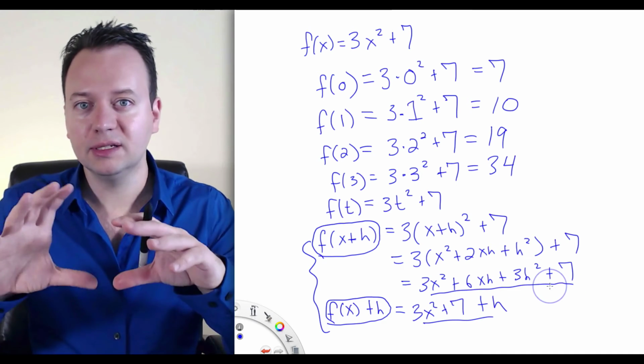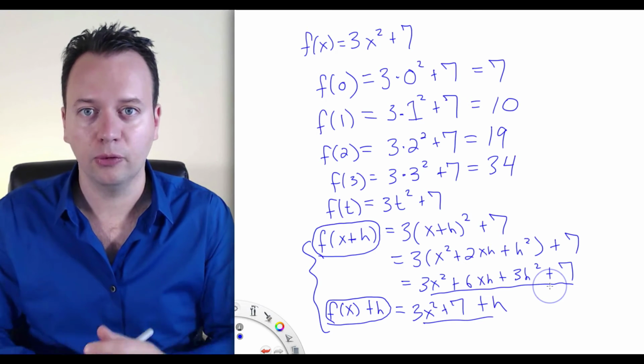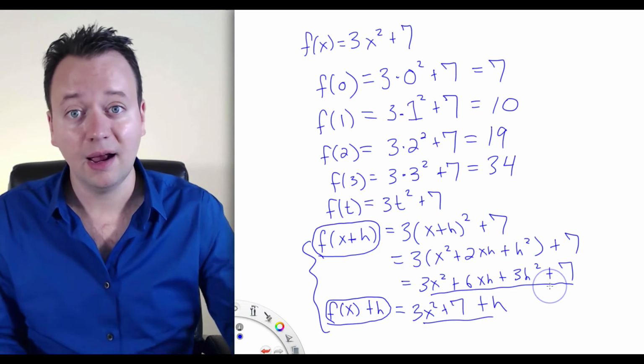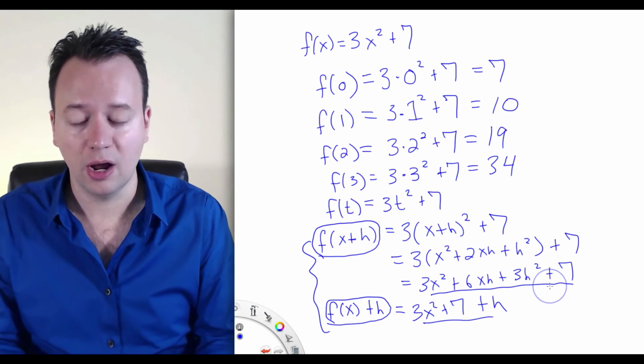Right? So whatever's inside the parentheses, that's what you take and just replace x with the stuff in the parentheses. And then if something's outside of the parentheses, you just use standard algebraic manipulations.